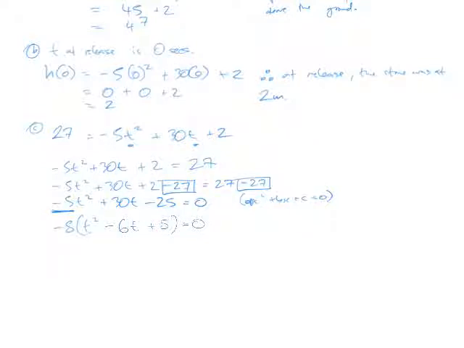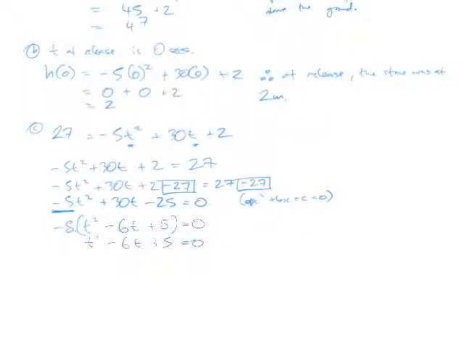And then what's the sign between the negative 5 and the brackets? A times. So if I divide both sides by negative 5, it'll get rid of the negative 5. And 0 divided by negative 5 is still 0. So what am I left with? T squared take 6t plus 5 is equal to 0.